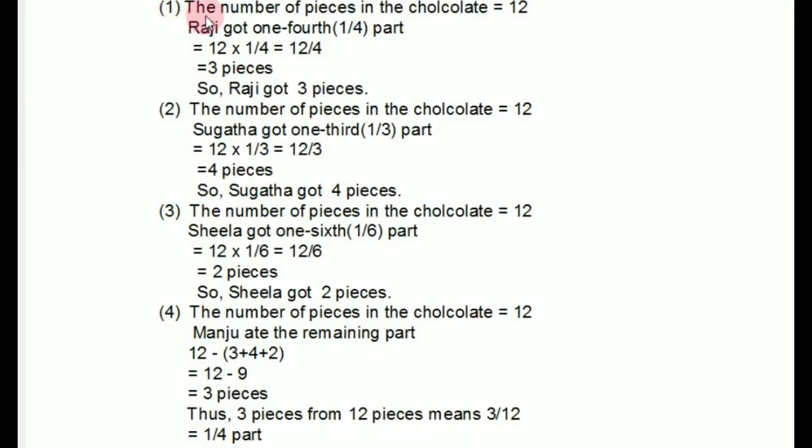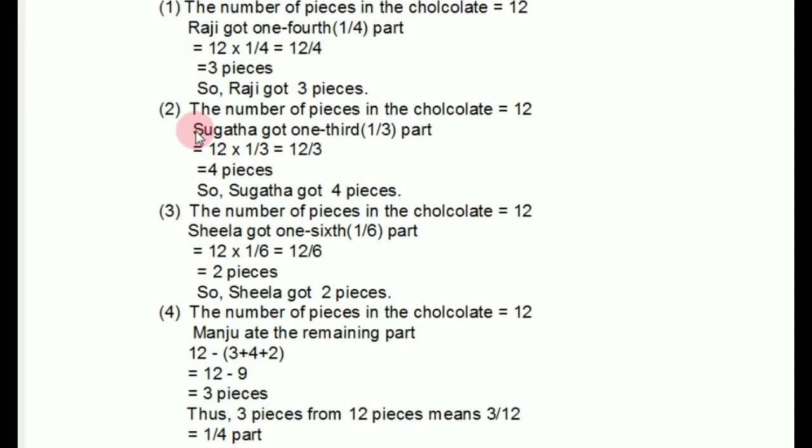Here is the solution. First one, here is the calculation of Raji's pieces. So the number of pieces in the chocolate is equal to 12. Raji got 1/4 part. So we have to multiply 12, total parts of chocolate is equal to 12, so 12 into 1/4 part. If we multiply 12 into 1, we will get 12 divided by 4. So 4 3s are 12. So 3 pieces. So Raji got 3 pieces.